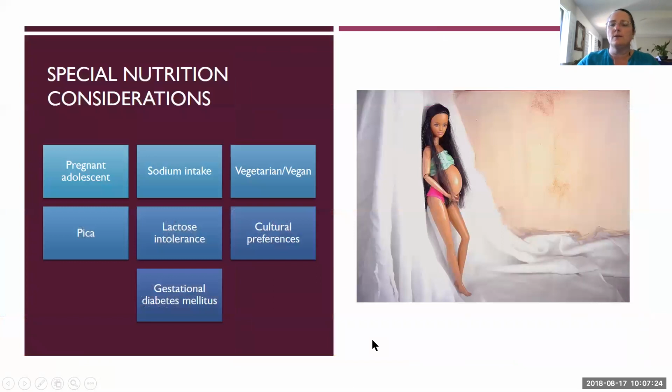So, special considerations, things that we need to be thinking about when we have a pregnant adolescent. We have somebody that is trying to maintain her own body weight and her own growing, and grow a new child, a new human, as well. So that is very important. And teens don't necessarily have the best diet. We need to be looking at vegetarians and vegans. They have specific dietary needs in pregnancy.